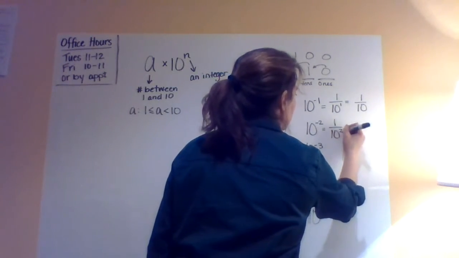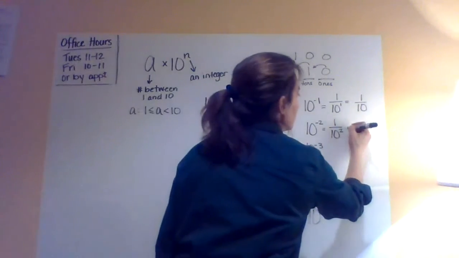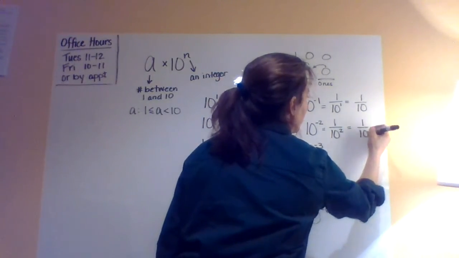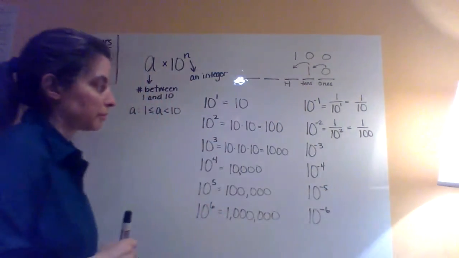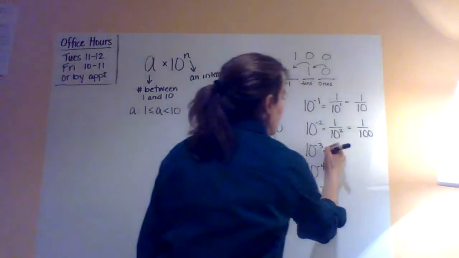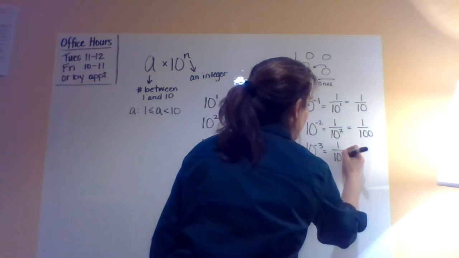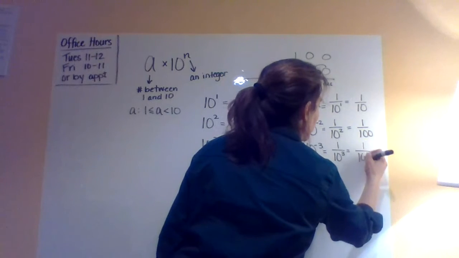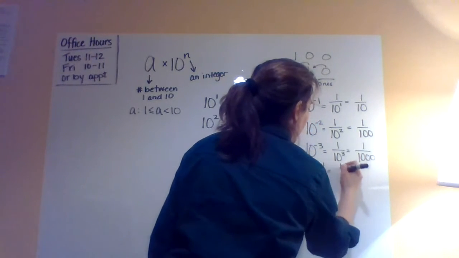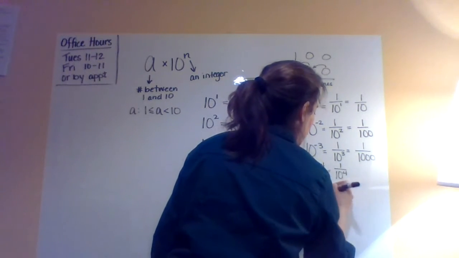1 over 10 squared would be 1 over 100. 10 to the negative third is 1 over 10 to the positive third, which is 1/1000th, and so on. So we see this pattern.